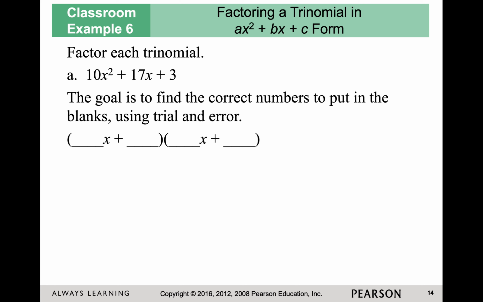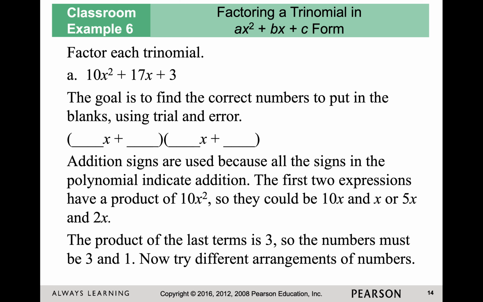Sometimes we need an alternate method for factoring. Sometimes we're looking at what can I fill in the blank with? Can I use trial and error? I don't want you using trial and error. I know the directions in the lab might say trial and error. I want you to do 10 times 3 is 30. What are the factors of 30 that could give me 17?